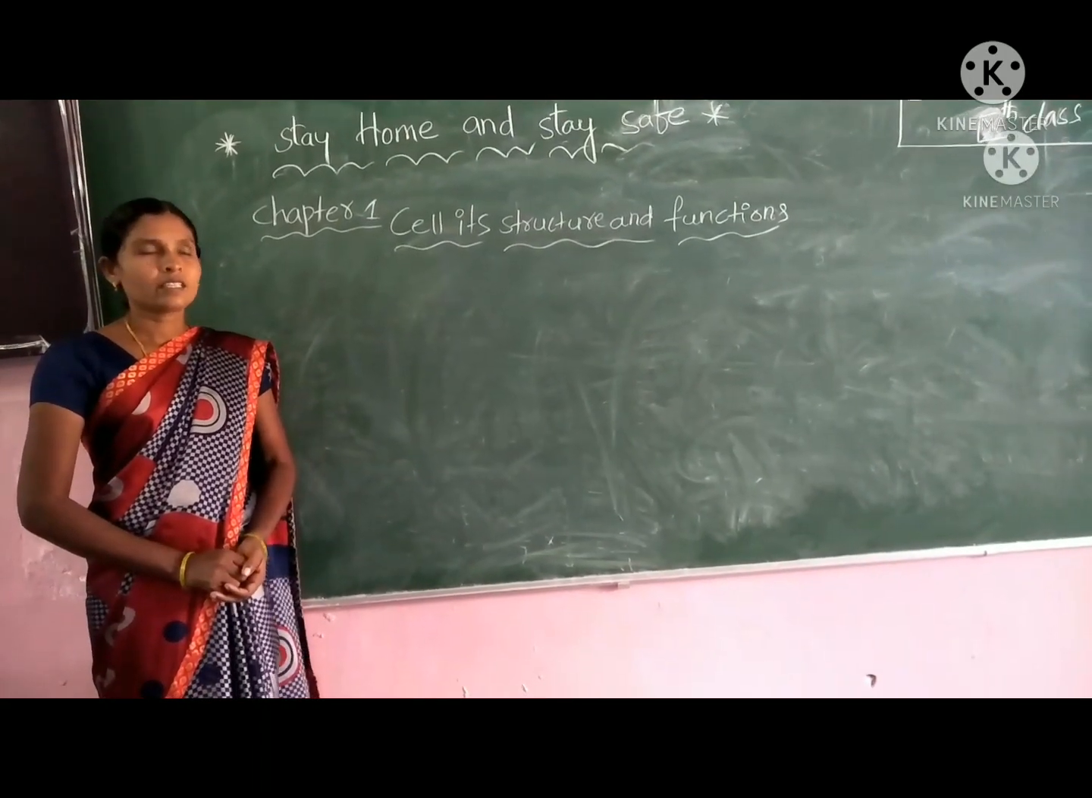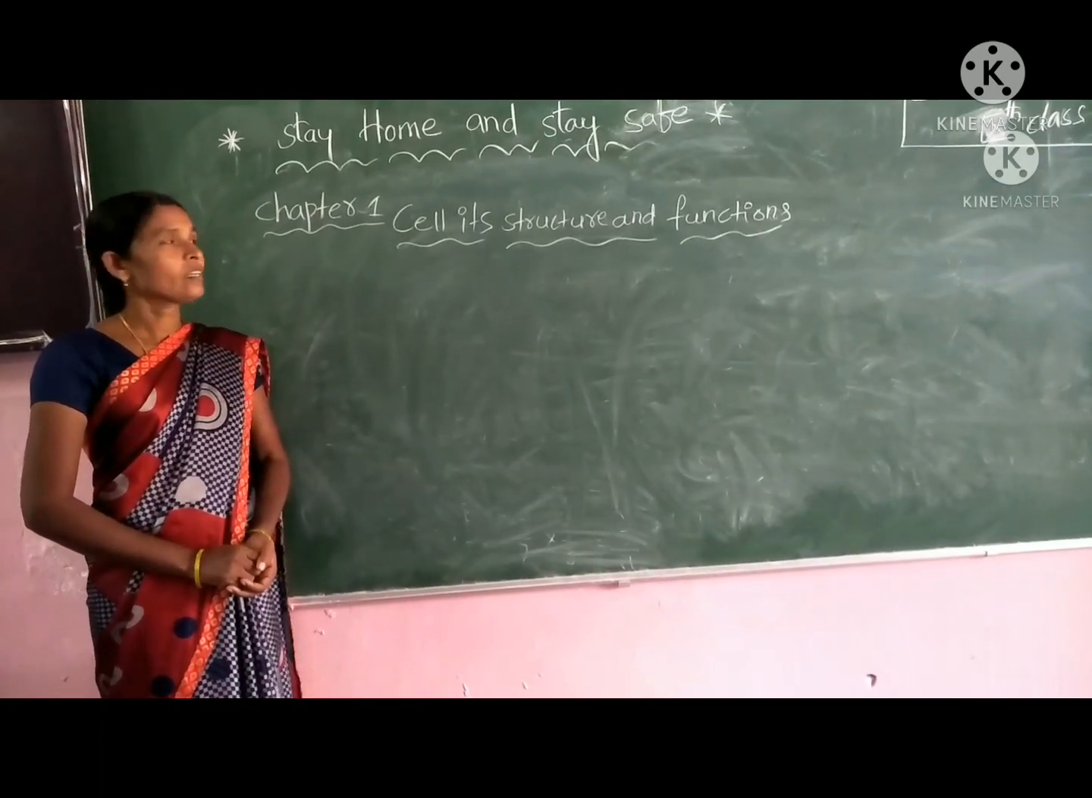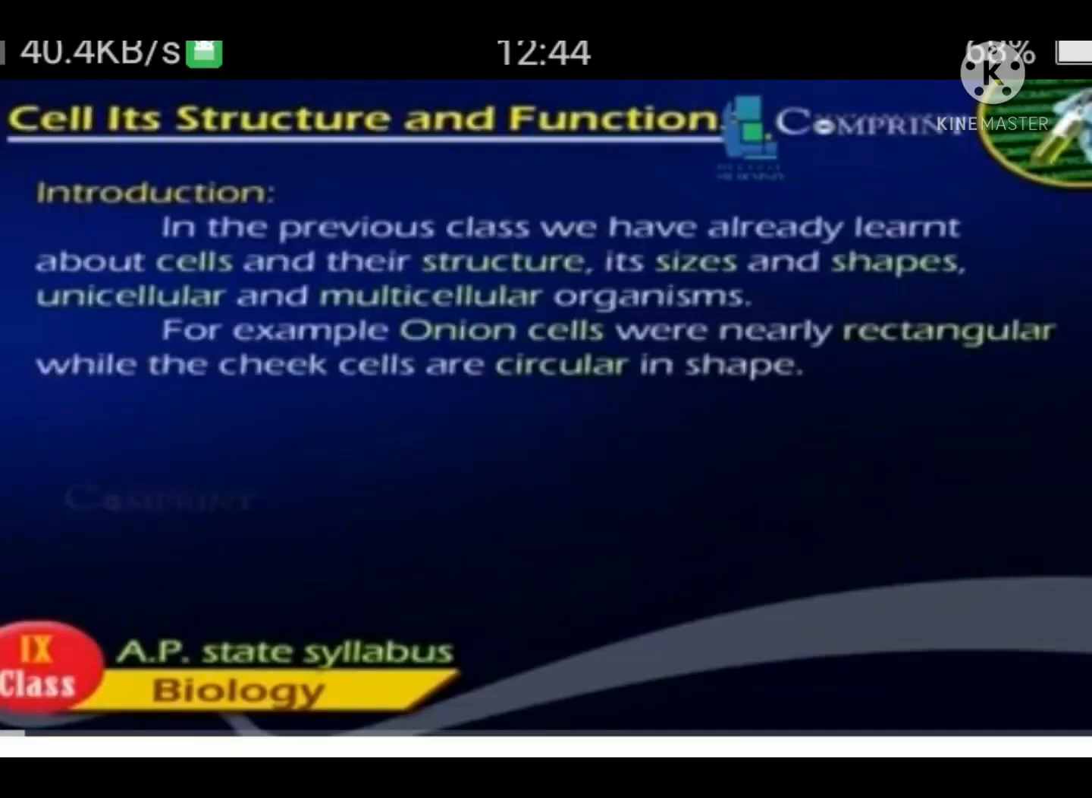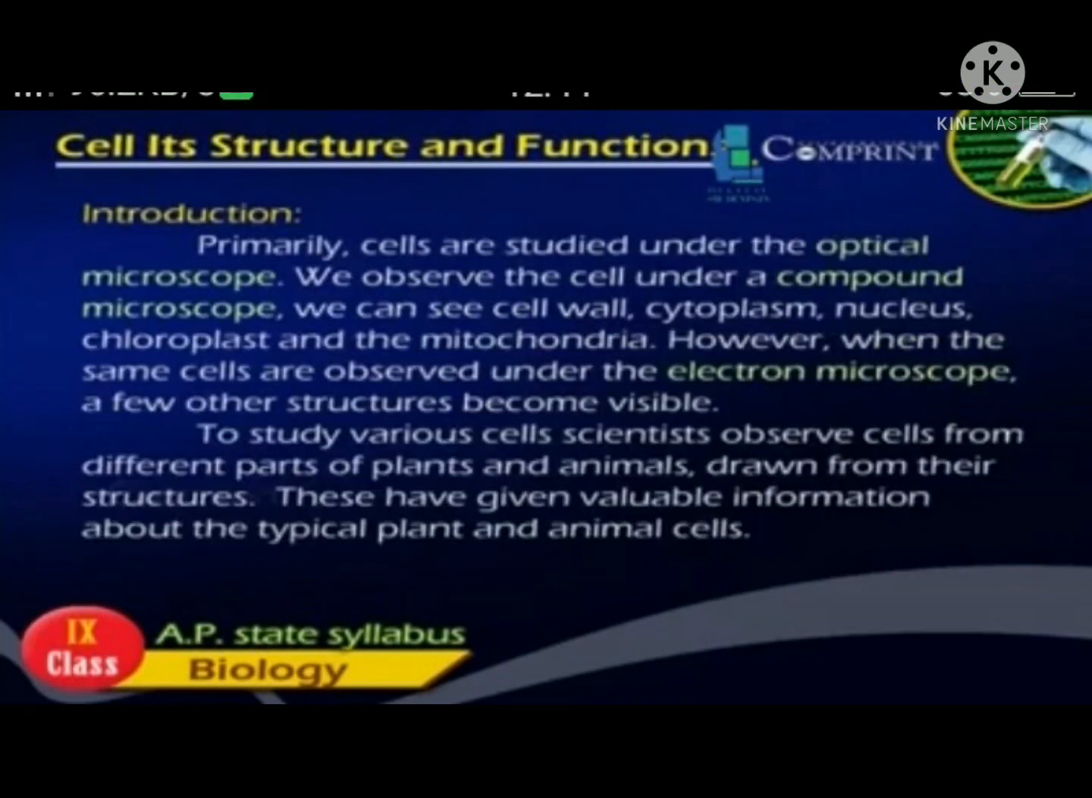Today we will discuss the 9th class lesson, first chapter, cell, its structure and functions. Introduction. In the previous class we have already learnt about cells and their structure, its size and shapes, unicellular and multicellular organisms. For example, onion cells were nearly rectangular while the cheek cells are circular in shape.